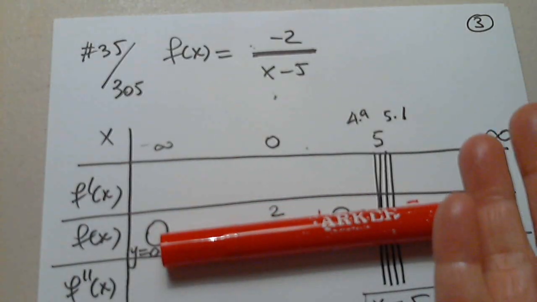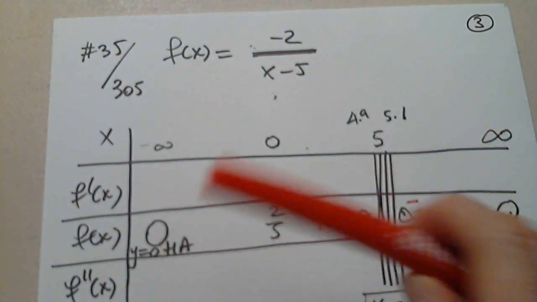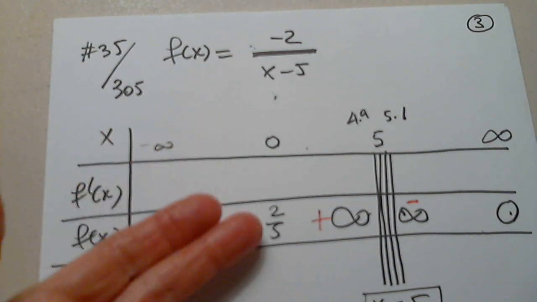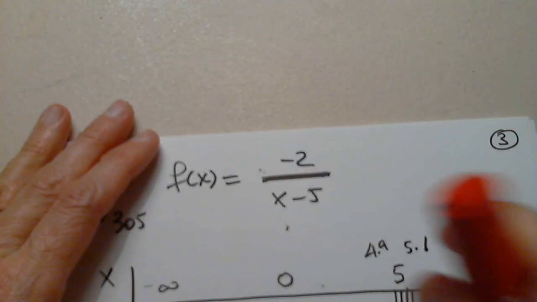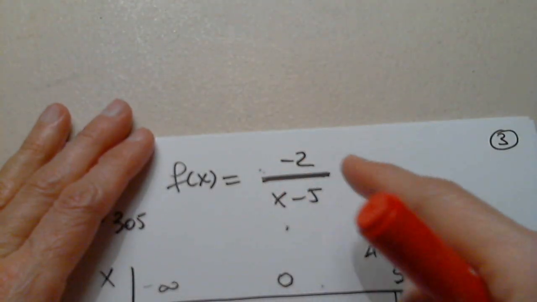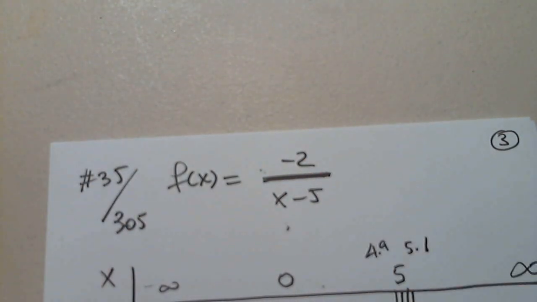There are no x-intercepts. When x is 0, this is the y-intercept. There are no x-intercepts because, if you remember, a fraction is 0 only if the numerator is 0, but that's not possible.